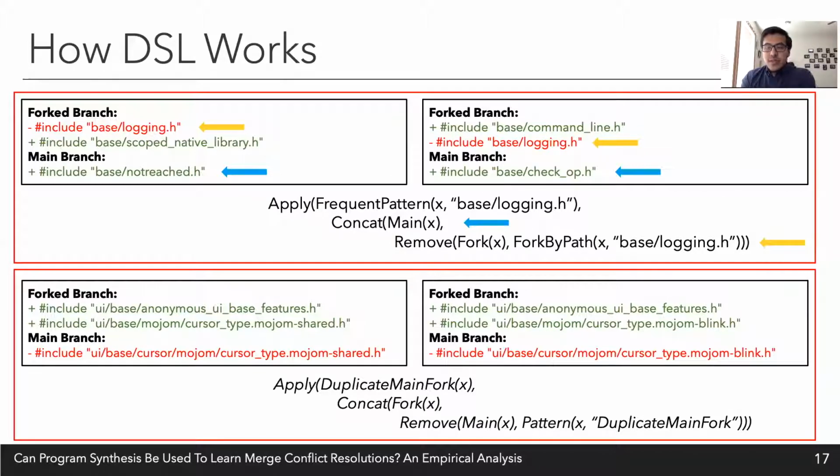Here is a program that expresses the pattern. In this program, apply checks if the fork branch of the input X contains the header base login.h. Then it returns the result text as the concatenation of the main and the fork branch having the header base login.h removed. Similarly, this is another pattern where the duplicate header has been removed.